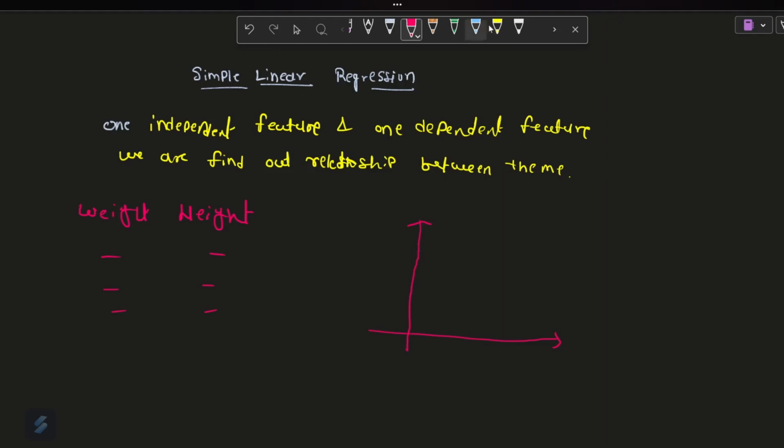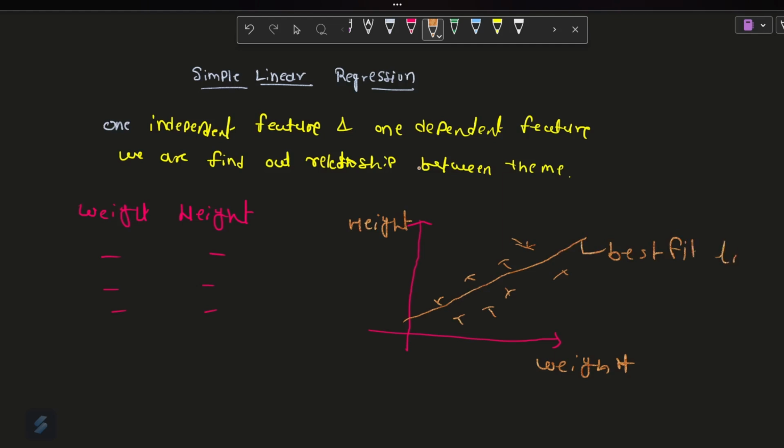Say this is weight, and this is height, and we have data points something like that. Then we simply draw a line. This is your best fit line, and we simply find out the relationship between weight and height.